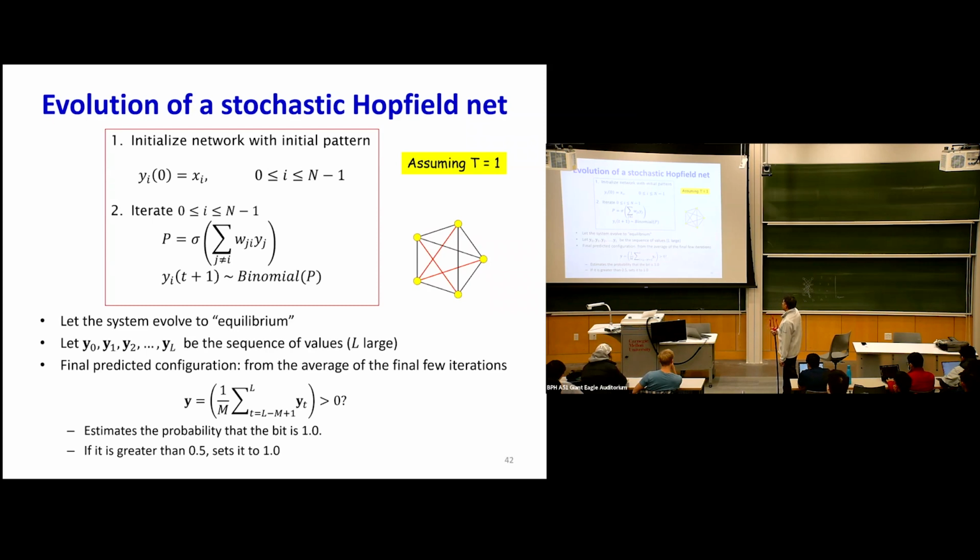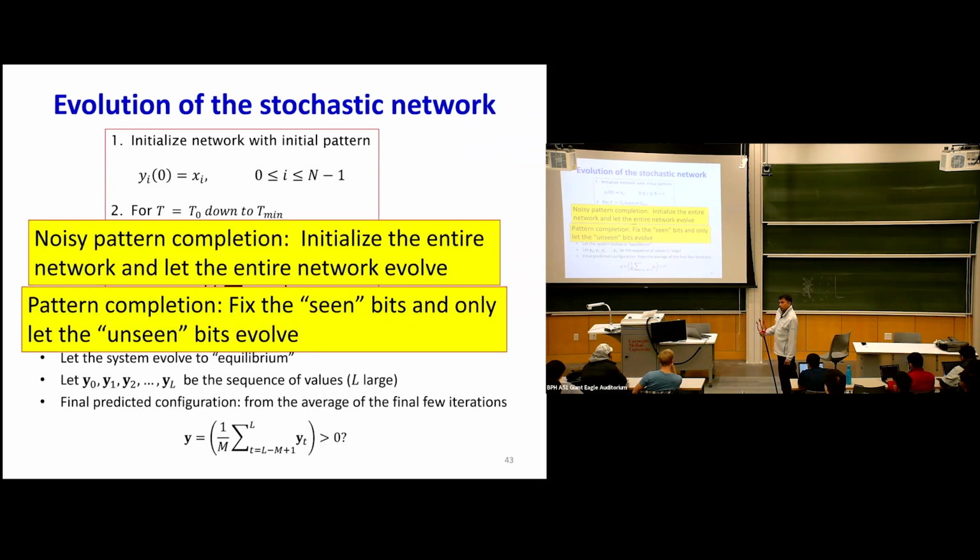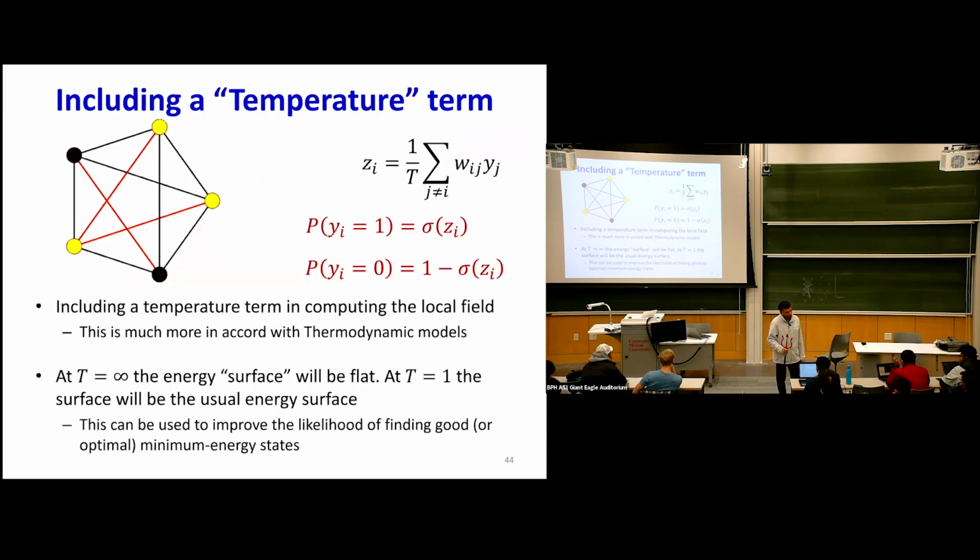And when you do so, you actually will find that because you're allowing the network to jiggle a bit, if you get stuck in a local minimum of this kind, it has a chance to just bounce out of it and go down the energy contour. And so now we can use this again for noisy pattern completion: initialize the entire network and let the entire network evolve, or complete incomplete patterns. I gave you half of a picture. I fixed the neurons whose values I already know, and I only let the rest of them evolve.